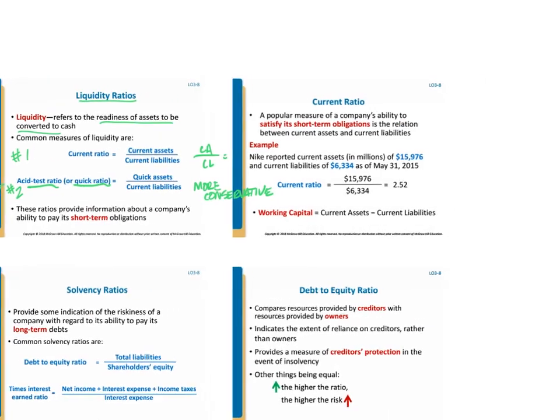within the year. Okay, an example over here of a current ratio indicates that Nike reports current assets of $15 billion and current liabilities of $6 billion. So they calculate the current ratio of current assets divided by our current liabilities, and they get 2.52. Remember, anything over 1 indicates that a company at least has enough current assets on hand to pay off the current liabilities that are coming due on hand. Another way that we could look at this is by calculating what we call working capital.